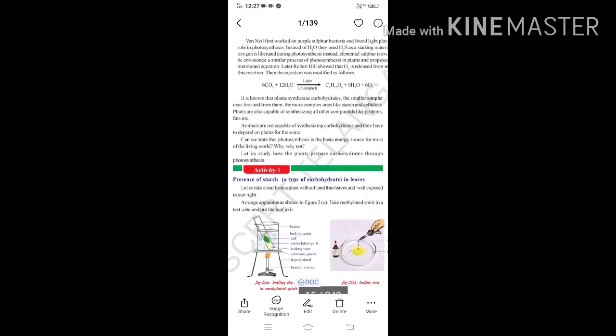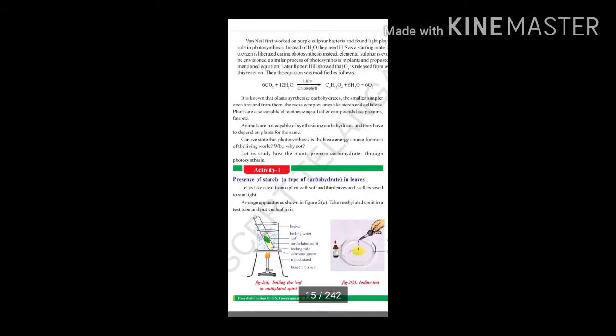So here you can see, children, animals are not capable of synthesizing the carbohydrates and they have to depend on plants. Then next it is given, can we state that photosynthesis is the basic energy source for most of the living world? Why not? Of course, photosynthesis is the basic energy source for most of the living organisms, because as we have already mentioned, if it is a herbivorous animal, then directly it will depend upon the plants, but if it is a carnivorous animal, then they will consume other animals like herbivores which depend upon the plants.